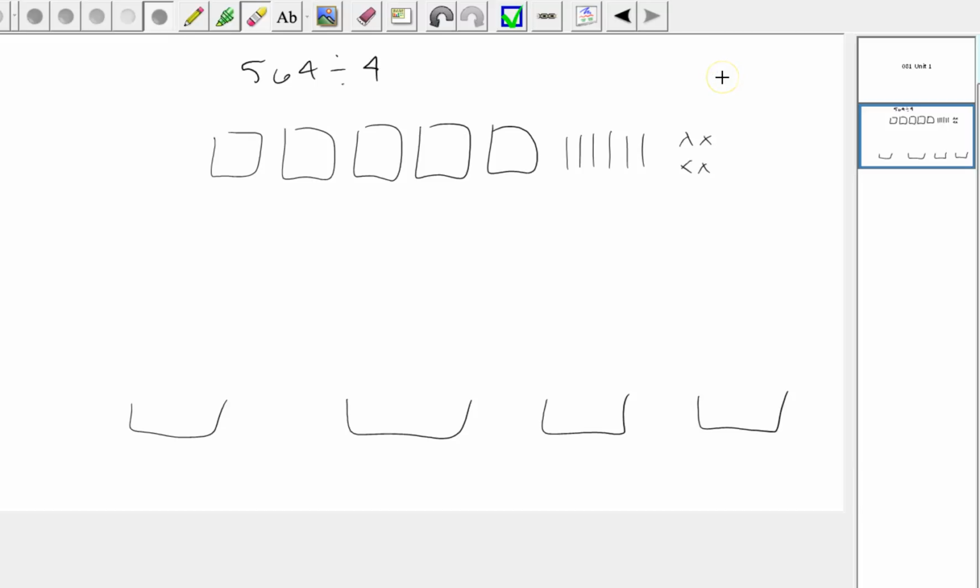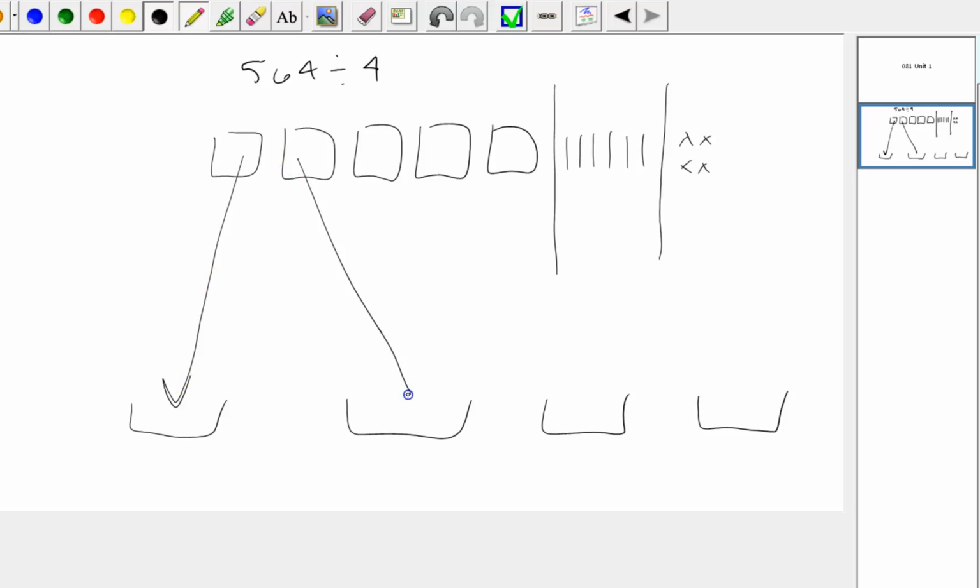Okay. And maybe they're in the place value. They may need to decompose them. So let's put, yeah, so maybe start off with 564 in their place value columns, and their goal is to equally distribute this to these groups. Okay, so they would drag this one here, this one here, this one here, this one here. So now they each have 100.